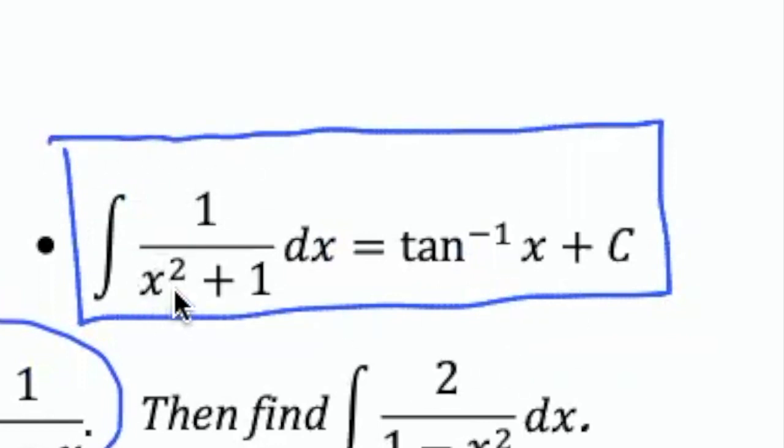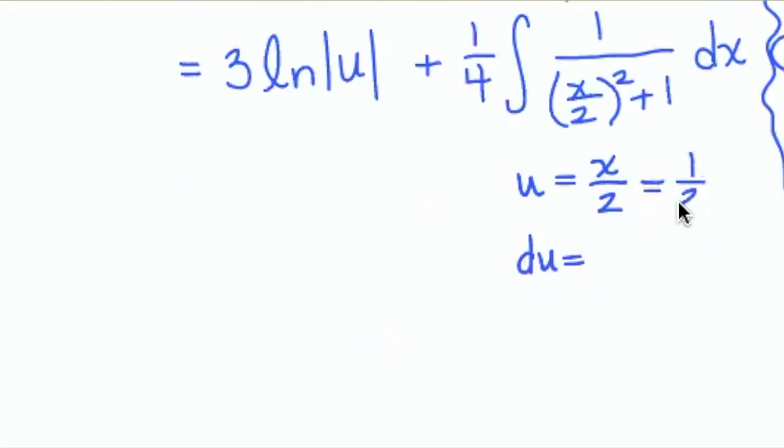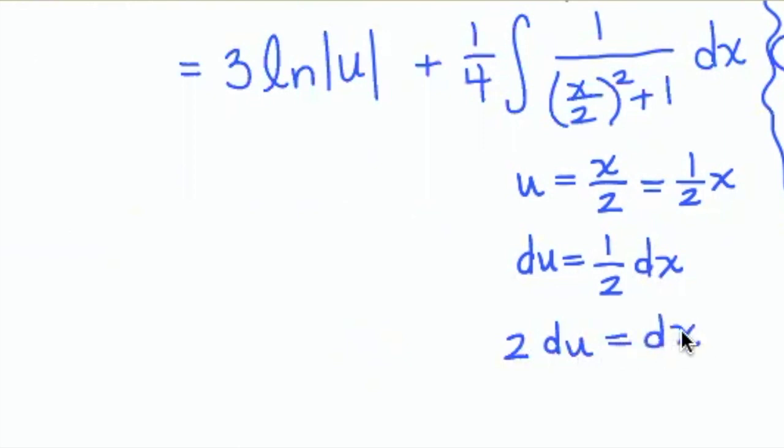The only difference between this and where I'm at in my problem is instead of just an x, I have an x over 2. But that can be taken care of using a u substitution. Remember, x over 2 is just the same as 1/2 x. So if I take the derivative, I get 1/2 dx. I can move the constant over to the other side and I get 2 du equals my dx.